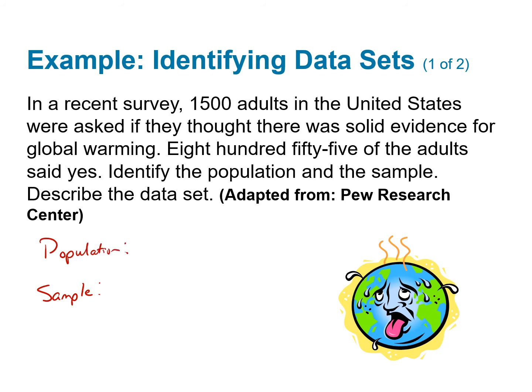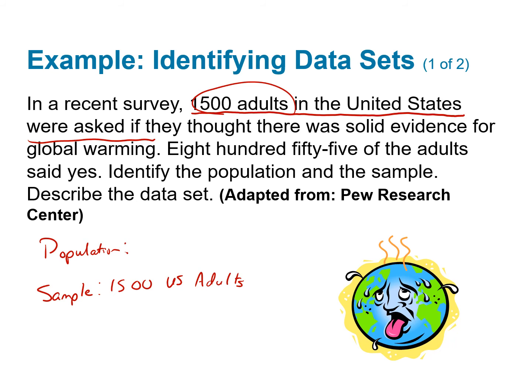Your sample is the small subset of the group. This is who you're actually asking the information of. So in this case, who did we ask? Here it says 1,500 adults in the United States were asked if they thought there was solid evidence of global warming. So the 1,500 adults who were asked, that is our sample. So our sample is the 1,500 U.S. adults.